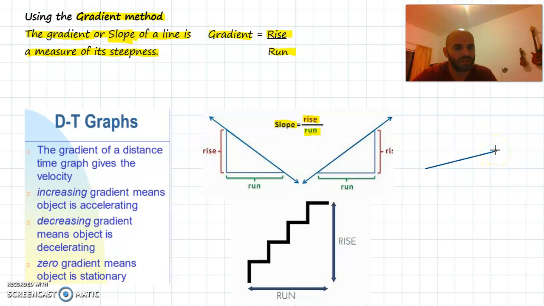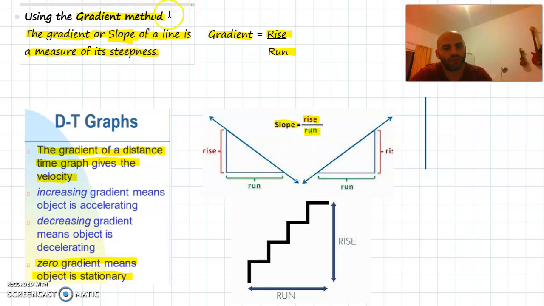As I increase the steepness of the line, the number that you get from the rise divided by the run gets bigger and bigger and bigger, until eventually it comes all the way up when it's standing up straight or perpendicular, and the gradient is so big that you can't actually calculate it. Okay? So, just a couple of points that we need to know from it. It's the gradient of a distance time graph that gives us the speed or the velocity. Okay, a 0 gradient means that the object is stationary.